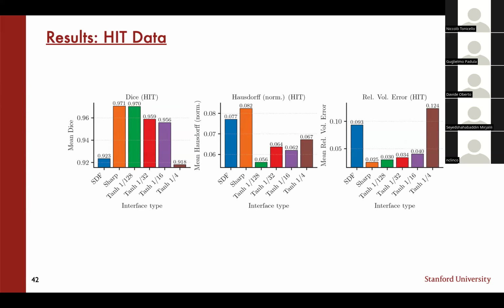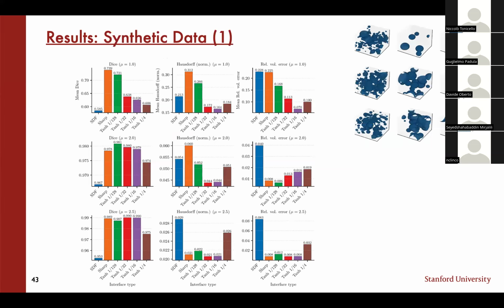So for a lot of practical purposes, basically the dice coefficient is pretty high for most of them. Even the sign distance function is pretty high. But when we went to essentially the synthetic data set, which isn't really non-representative of what you can have in a realistic problem, we saw some interesting trends.